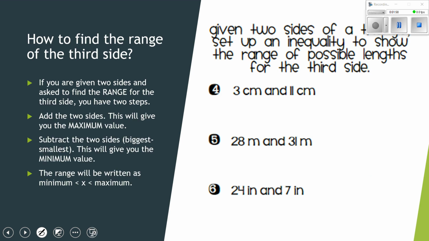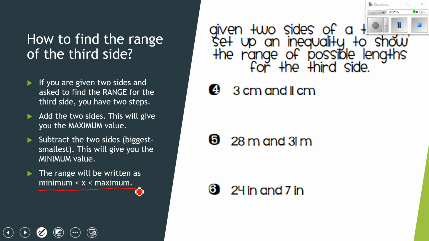All right, now, another inequality you might have to do is how to find the range of the third side. So whenever it asks for the range of possible lengths for the third side, you have 2 steps. Your first step is you're going to add those 2 sides. That's your maximum. Your second step is you're going to subtract the 2 sides given, that's your minimum, and then you write it as a range like this, which kind of looks a little off for a second. So let me do one example.